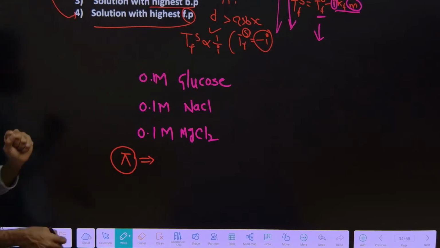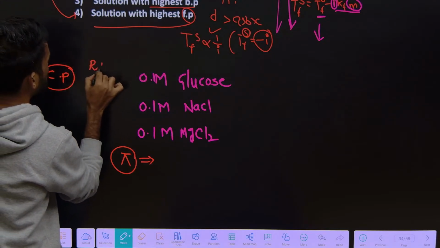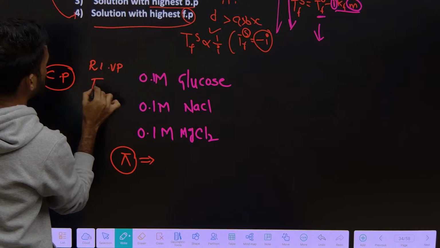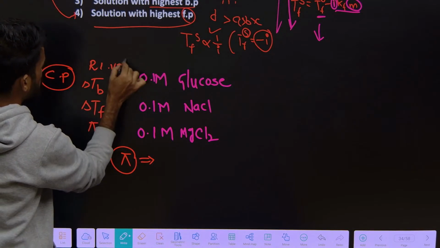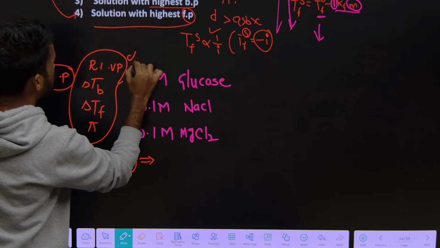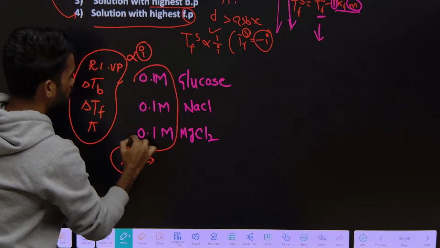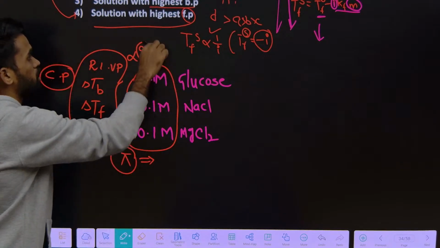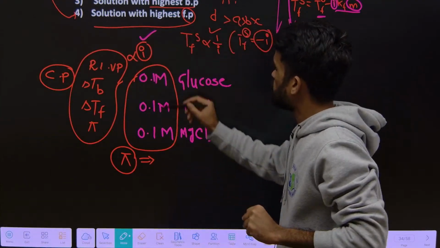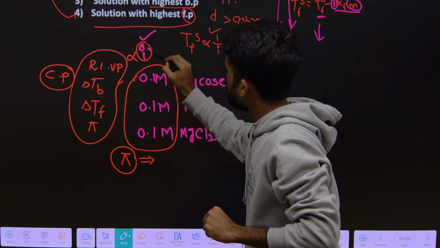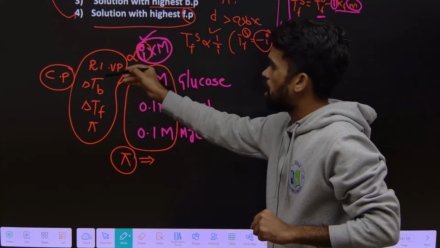See, what are the colligative properties? We know there are 4 colligative properties, right? One is RLVP, relative lowering of vapor pressure, and delta T_b, and the next delta T_f, and the next pi, osmotic pressure. These are the 4 colligative properties. All of them are directly proportional to the i value. If their concentrations are the same, then the answer will be given with respect to the van't Hoff factor i only. If concentrations are different, you multiply the van't Hoff factor i with their concentration. The greater the net value, the greater will be their colligative properties.